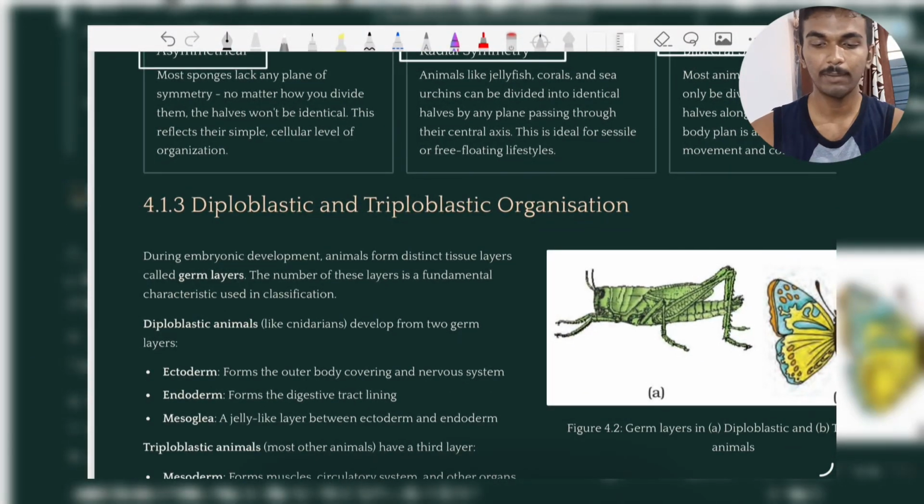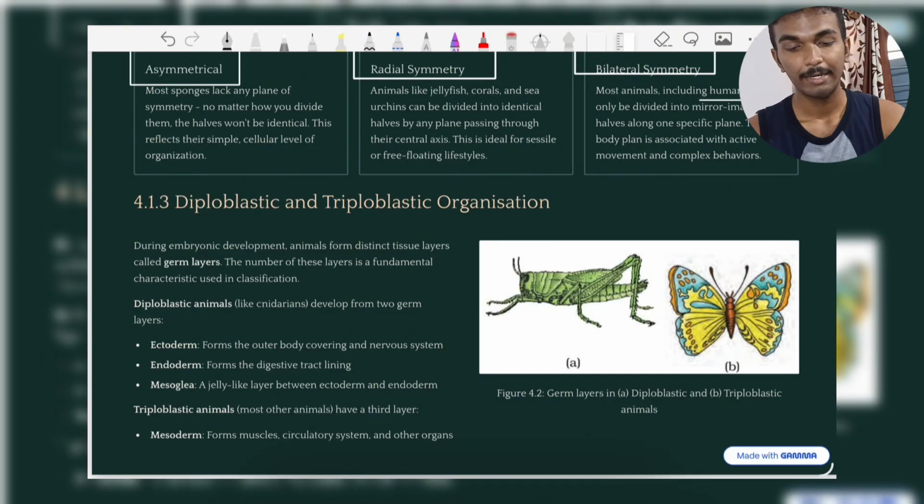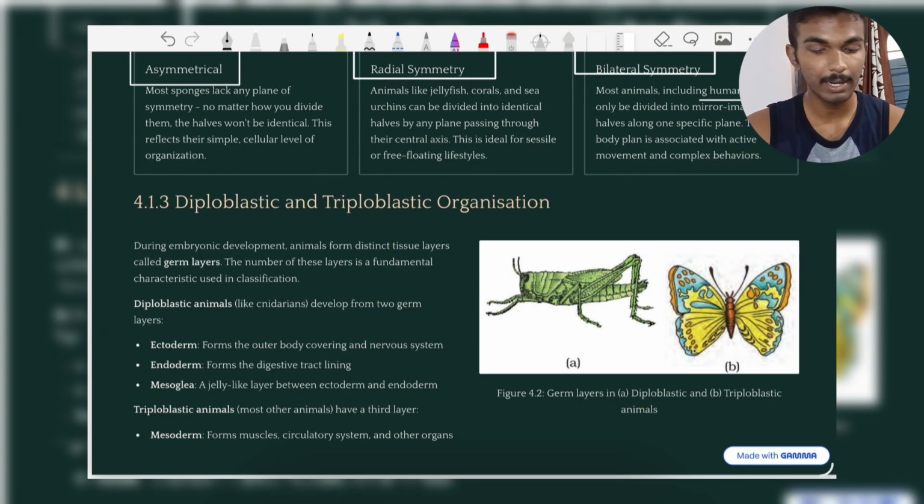During embryonic development, animals form distinctive tissue layers called germ layers. The number of these layers is a fundamental characteristic used in classification. Diploblastic animals like cnidarians form two germ layers. Ectoderm forms the outer body covering and nervous system. Endoderm forms the digestive tract lining. Mesoglea, a jelly-like layer between ectoderm and endoderm.